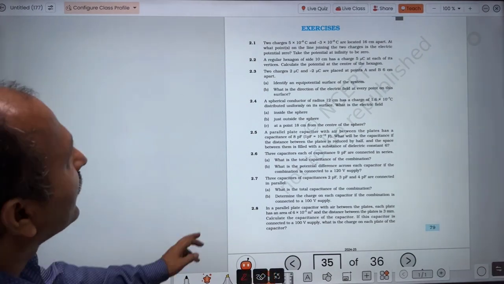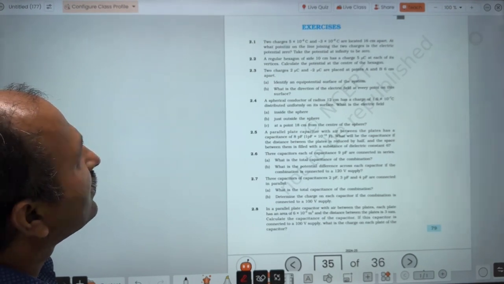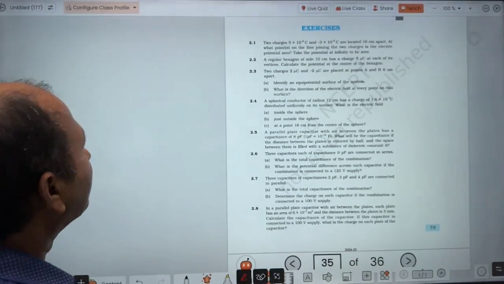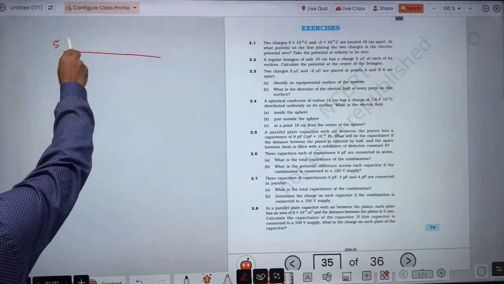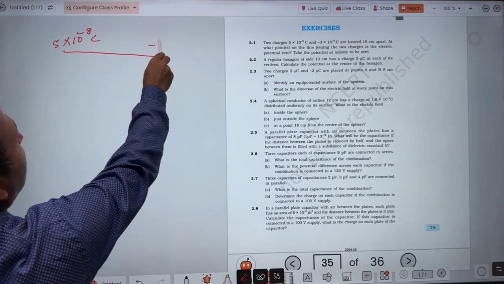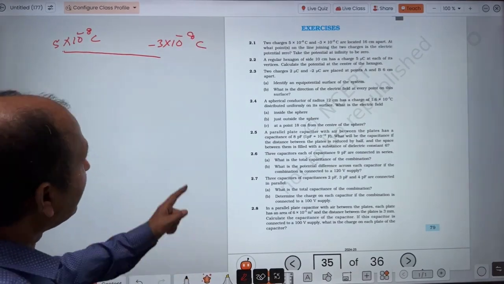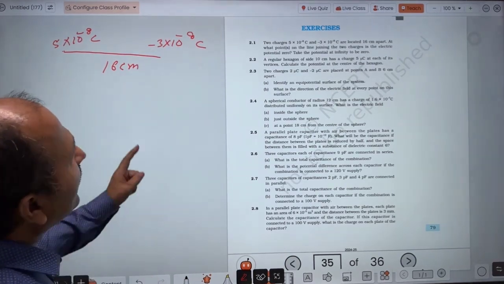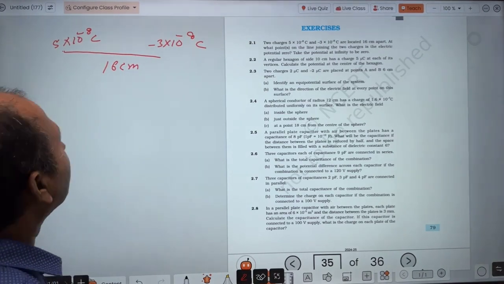The first question: two charges, 5 into 10 power minus 8 coulomb and minus 3 into 10 power minus 8 coulomb, are located 16 centimeter apart. Here one is 5 into 10 to the power minus 8 coulomb, another is minus 3 into 10 power minus 8 coulomb. Separation is 16 centimeter. At what points on the line joining the two charges is the electric potential 0?